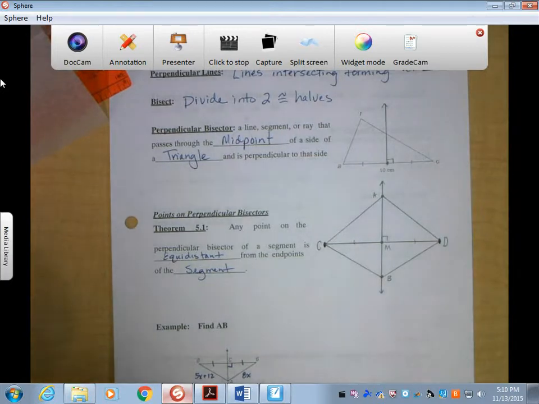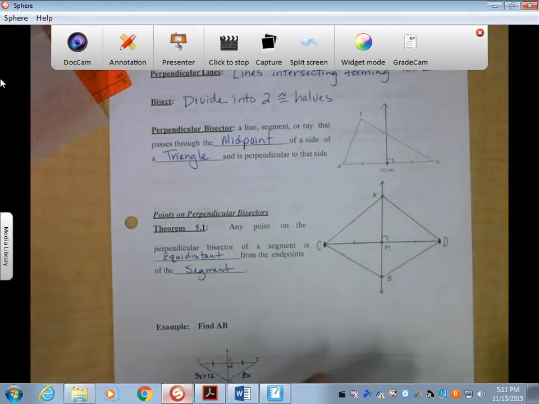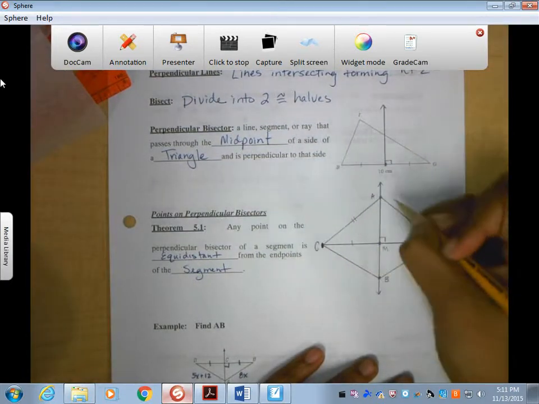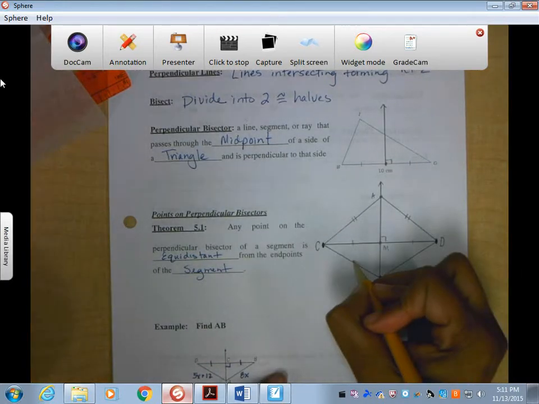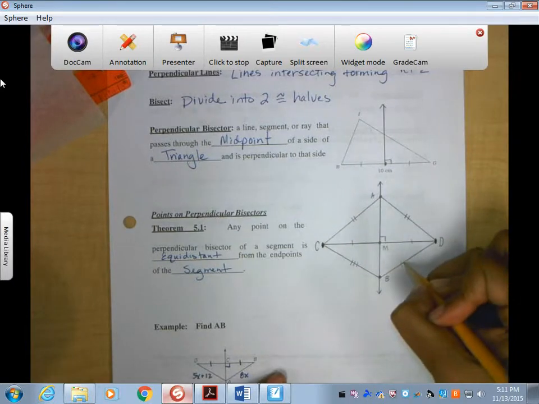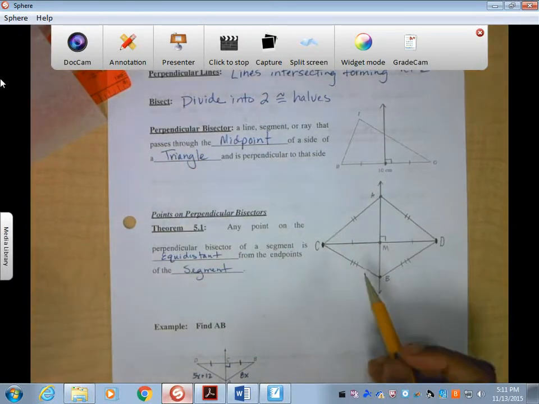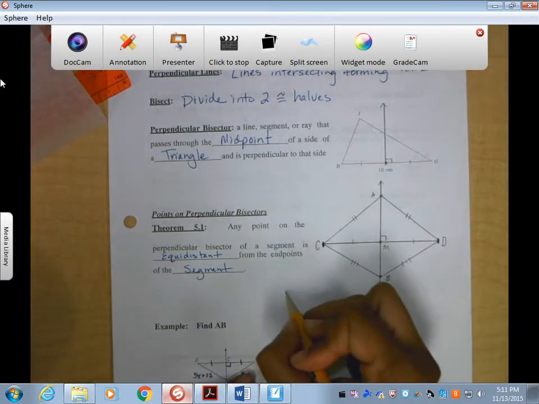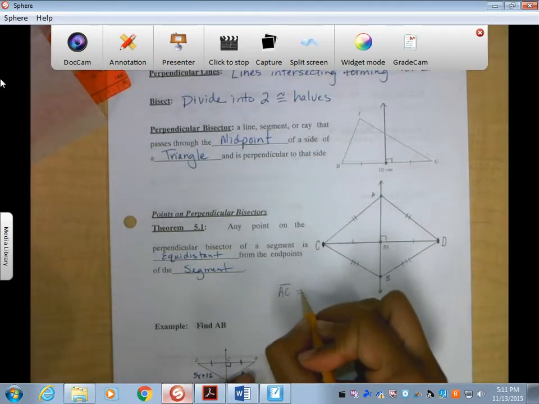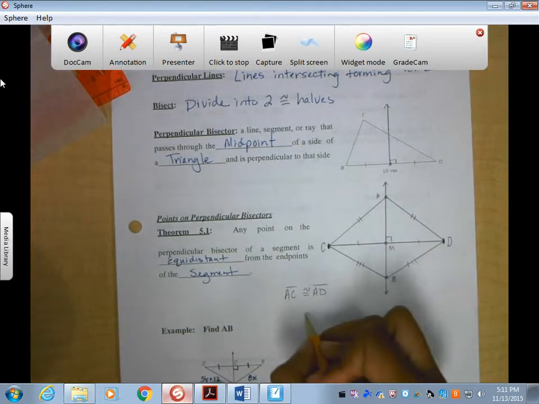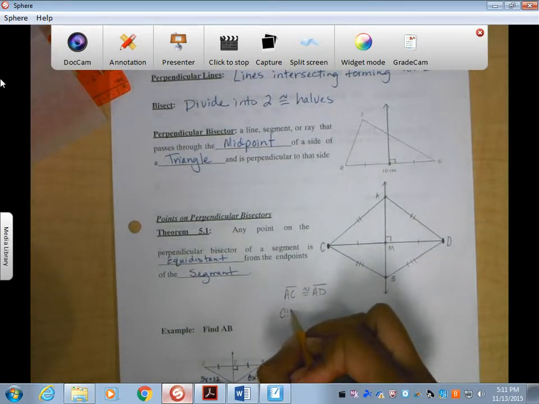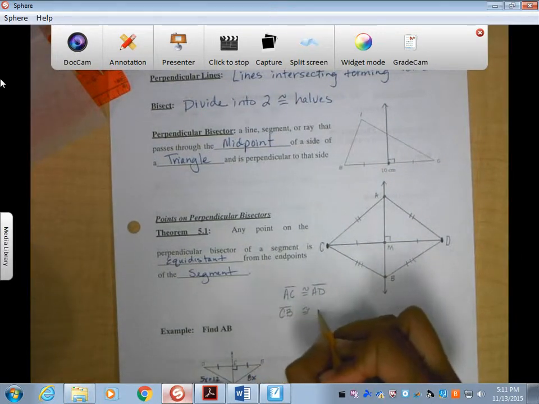So, to show that it's equidistant from the endpoints of the segment, I'm going to do 2 tick marks here as such, and now I'm going to do 3 tick marks. Because what I know is that AC is going to be congruent to AD, and I also know that CB or BC is congruent to BD.